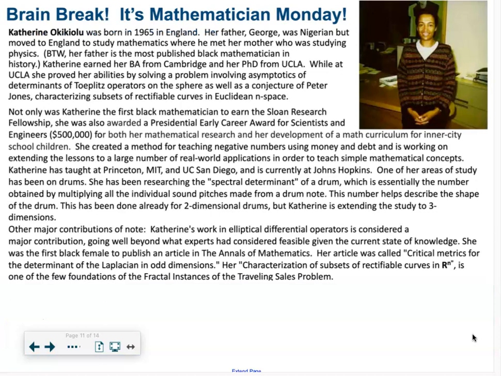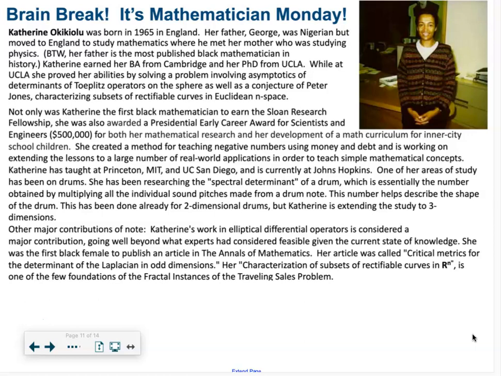So this is Catherine Okikiolu, born in 1965 in England. Her father, George, was Nigerian, moved to England to study mathematics, where he met her mother, who was studying physics. Her father is the most published black mathematician ever in history. Catherine earned her bachelor's from Cambridge, her PhD from UCLA. While at UCLA, she proved her abilities by solving a problem involving asymptotics of determinants of Toeplitz operators on the sphere, as well as a conjecture of Peter Jones characterizing subsets of rectifiable curves in Euclidean n-space.